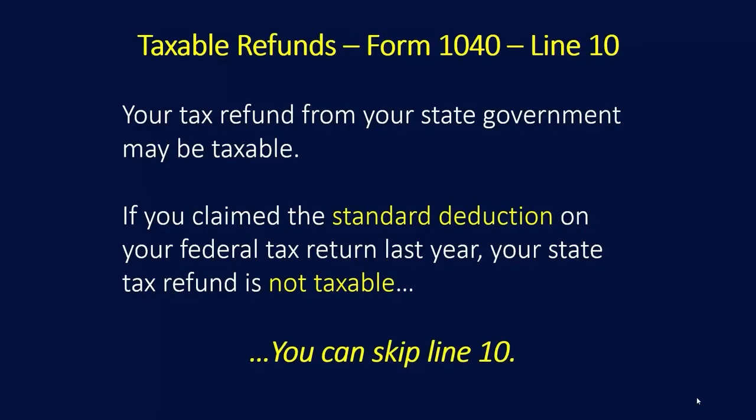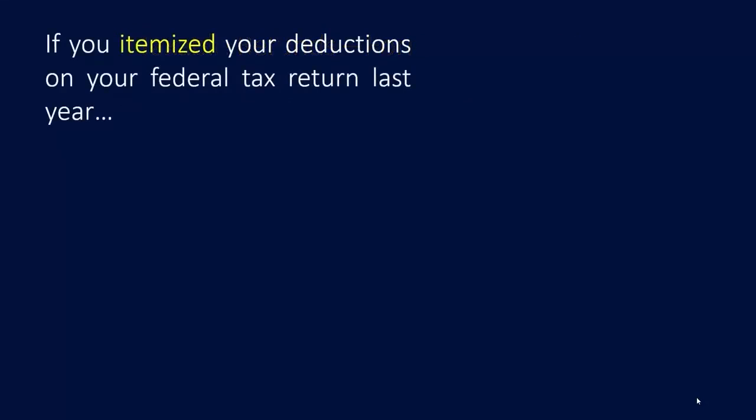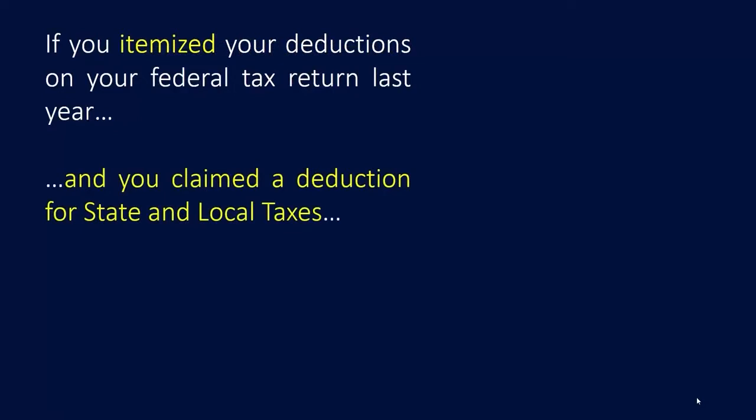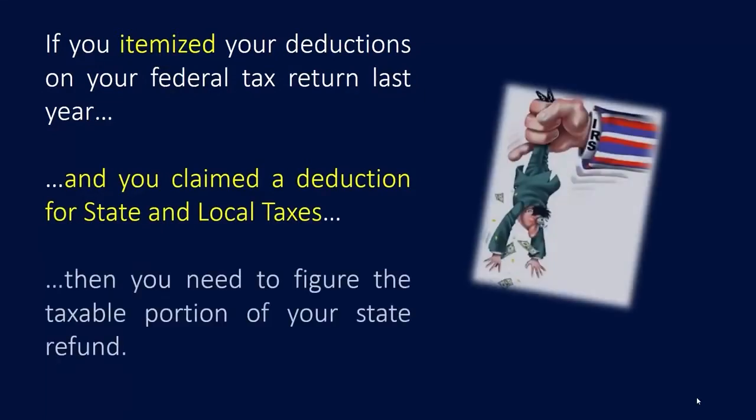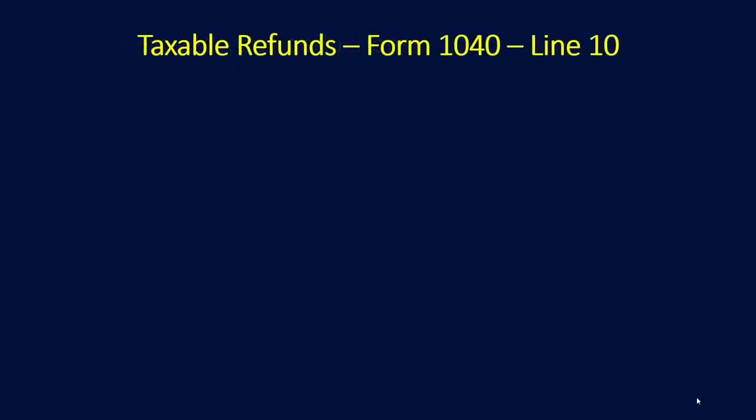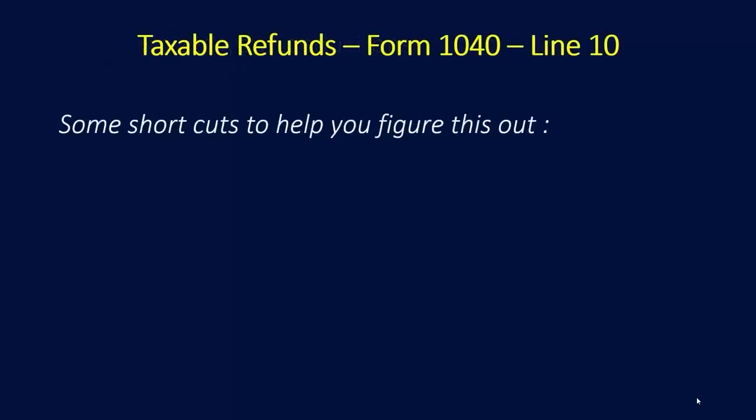over line 10. However, if you itemized your deductions on your federal tax return last year and you claimed a deduction for state and local taxes, most often these state and local taxes are withheld on your W-2, then you need to calculate or figure the taxable portion of your state refund. There are some shortcuts to help you figure this out.